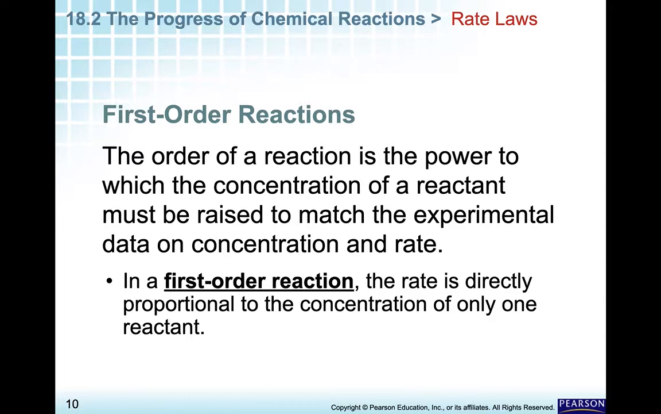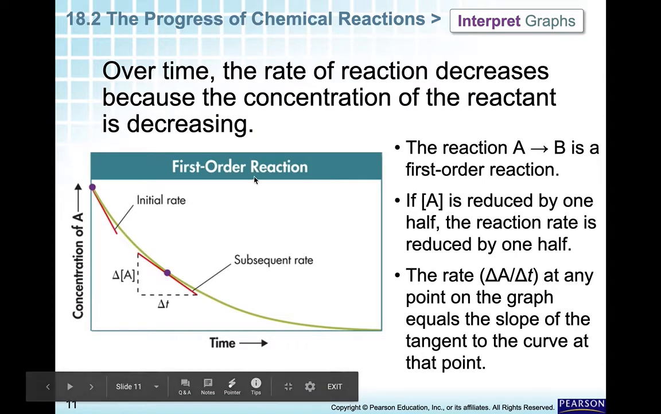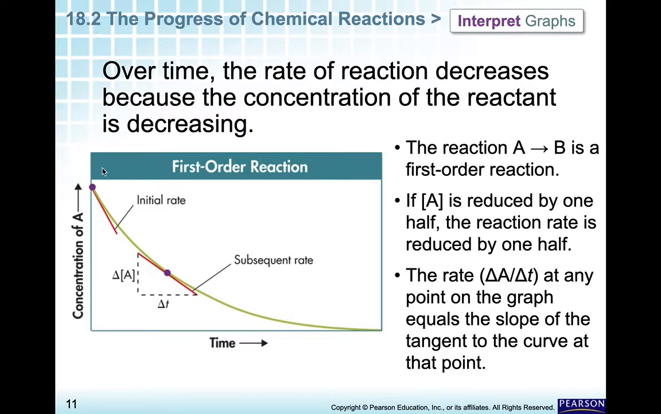So just like we saw before, if we doubled the concentration of A in that rate law, our rate also would have doubled. It would be directly proportional. And that defines a first order reaction. So let's look at this graph. We've got a first order reaction here. On the y-axis, we've plotted the concentration of A. On the x-axis, we have time increasing to the right. And so let's look right here.